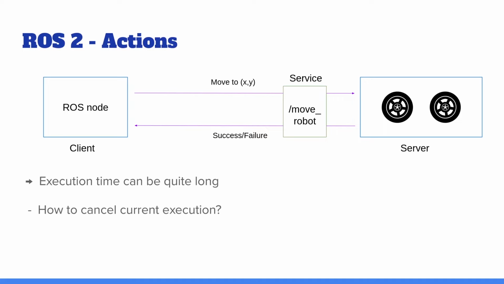For example, how to cancel the current execution. That would seem a reasonable feature to have. After you start the execution, you might want to cancel it. For example, the client node is also monitoring some buttons that a user can press. If a user presses the stop button, then in this case, the client can't do anything but wait for the server to completely finish the execution.